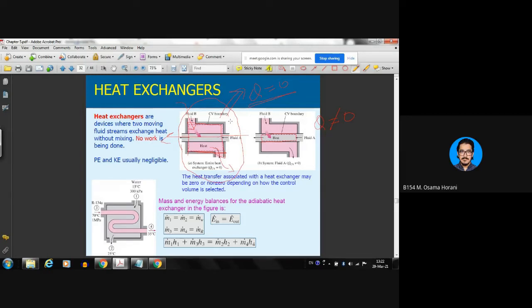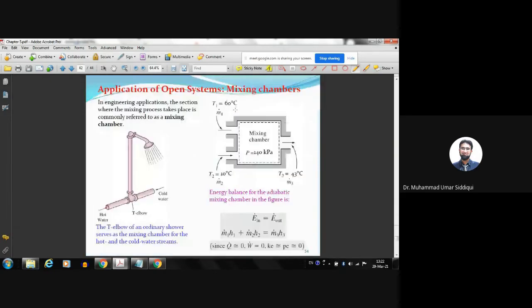Yes, sir. Okay. Now, for the case of heat exchangers, let's try to analyze the different terminologies we have for heat exchangers. So look here.